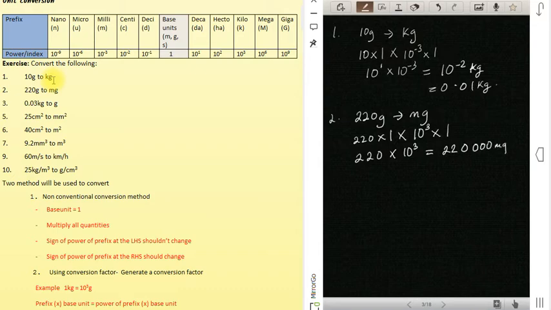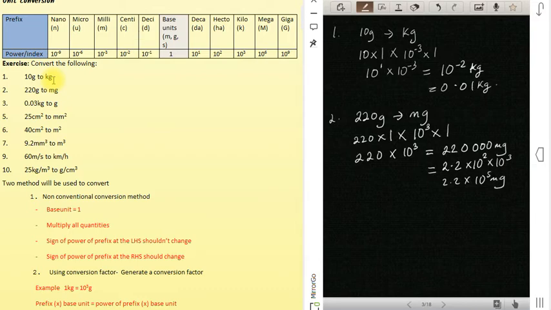milligram. Okay, or you can express it in standard form as 2.2 times 10 to the power of 2 times 10 to the power of 3 if you want, which is the same thing as 2.2 times 10 to the power of 5. It's up to you, milligram.